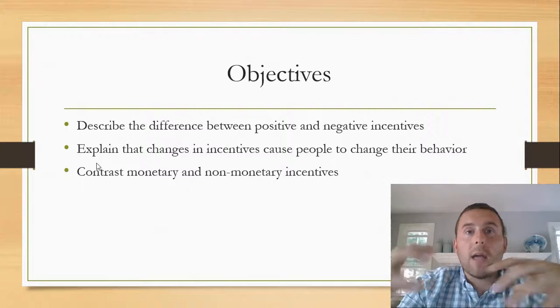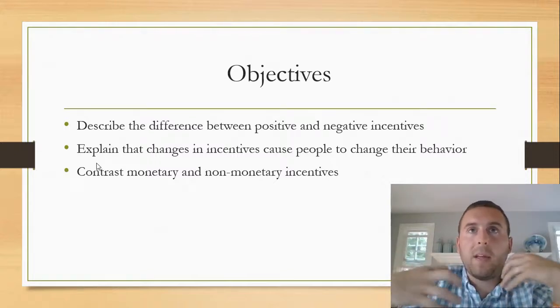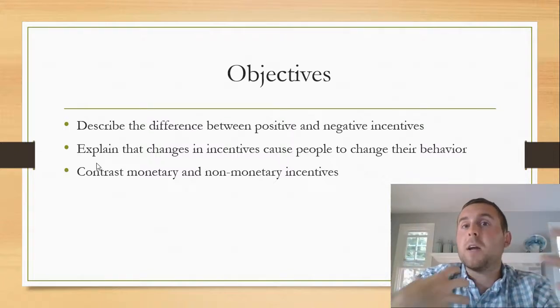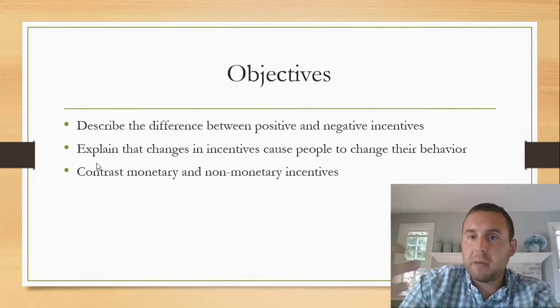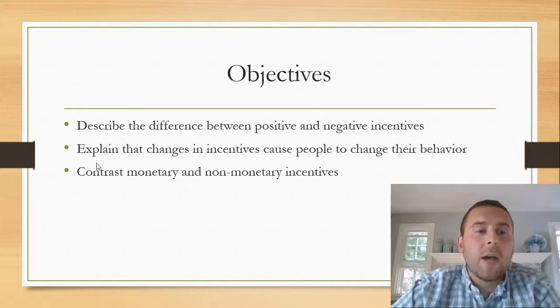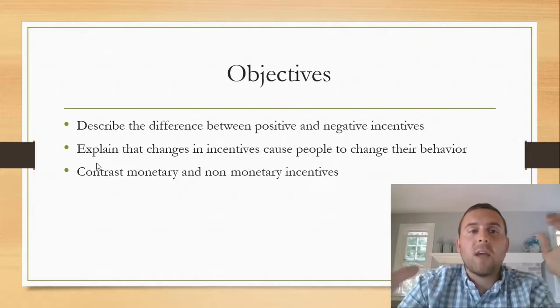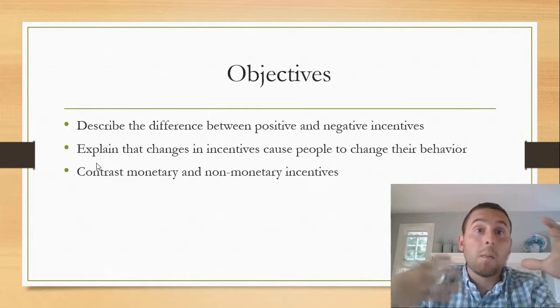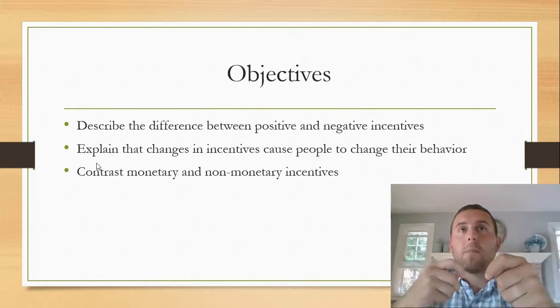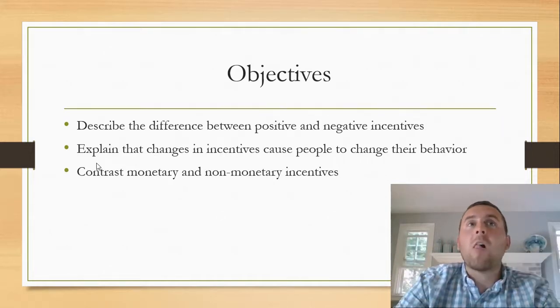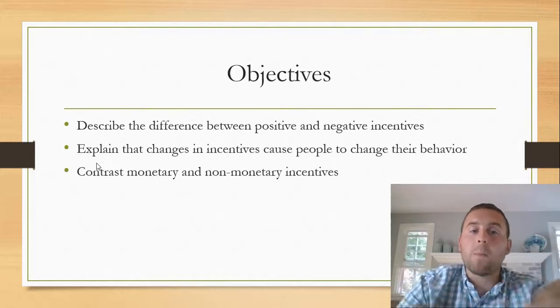Okay, so for a positive incentive, like if you buy one pizza, you get one for free, more people are likely to go to Domino's on that Tuesday night to buy those pizzas. Okay, so they're going to change their behavior. And you should be able to contrast monetary and non-monetary incentives. Okay, so we're going to be looking at incentives that include monetary, which means money. Some people make more money, monetary, for selling more things, okay? And then there's others, non-monetary, like getting a pizza for free, okay?